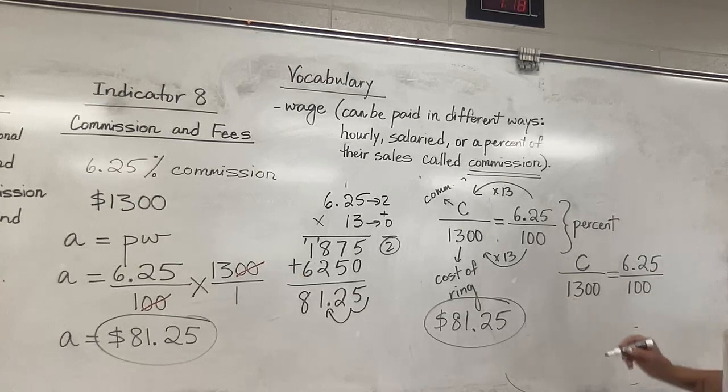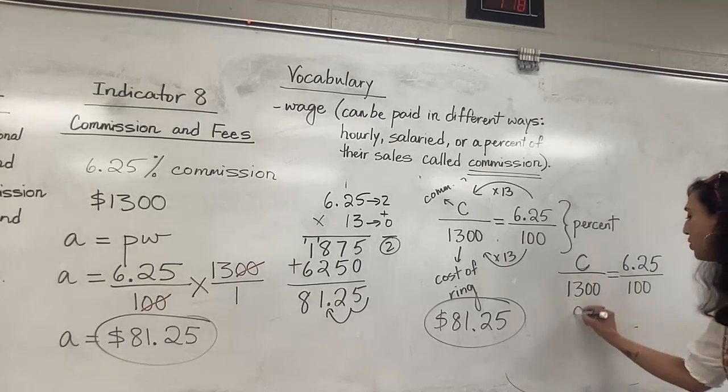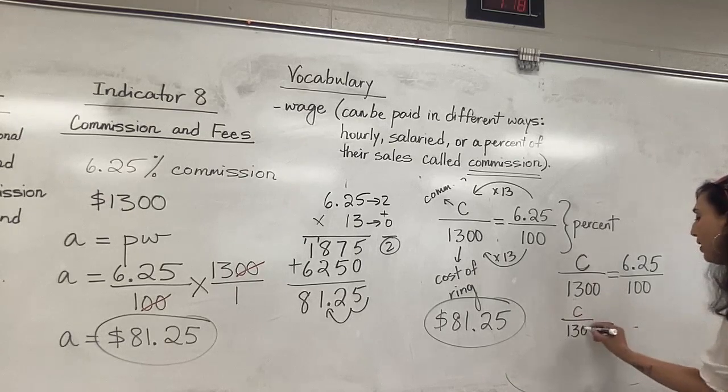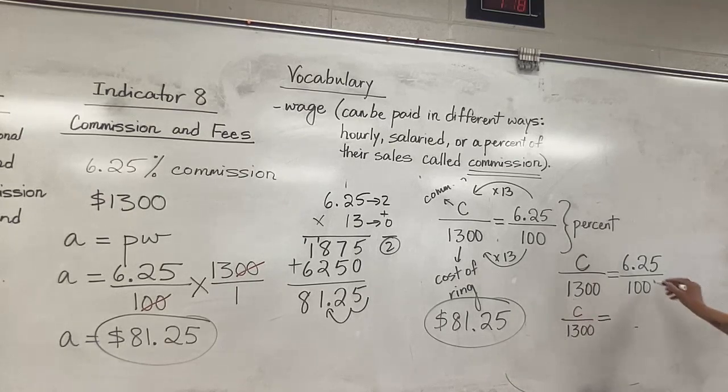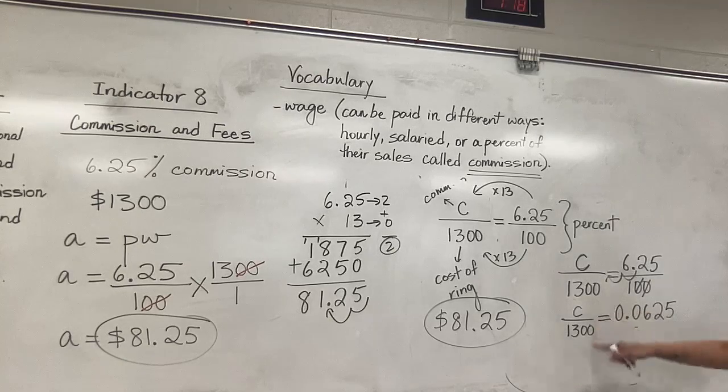And then what I'm going to do with this is change my percent to a decimal. So C over 1300 is equal to, look, 1, 2. So this goes 2 to the left. And so my decimal is going to be this. Okay, 625 ten thousandths.